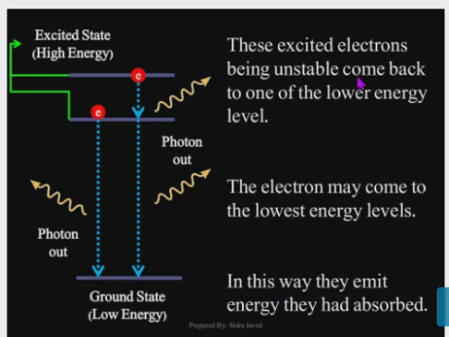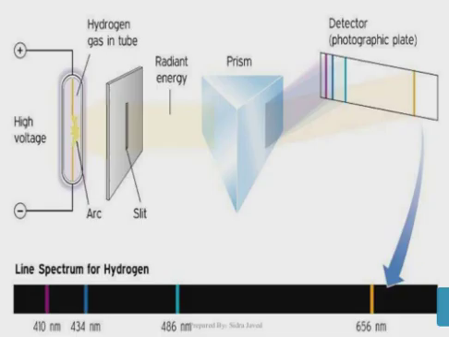These excited electrons are unstable, since they have extra energy and have moved from the stable ground state. So they tend to come back to the ground state, releasing energy in the form of photons. Electrons may come to the lowest energy level, and this way they emit the energy they absorbed.